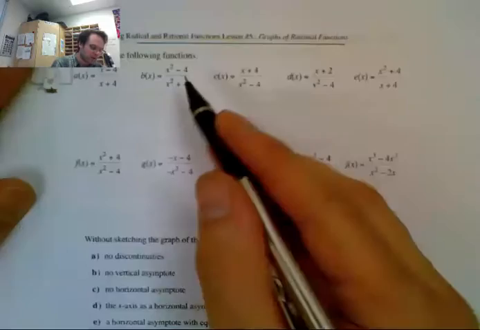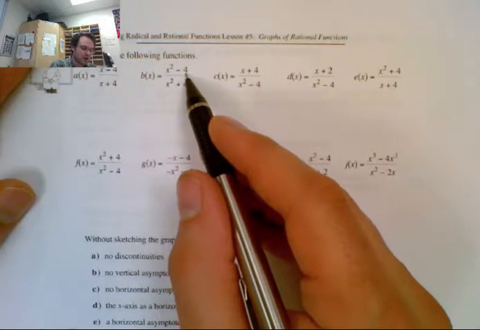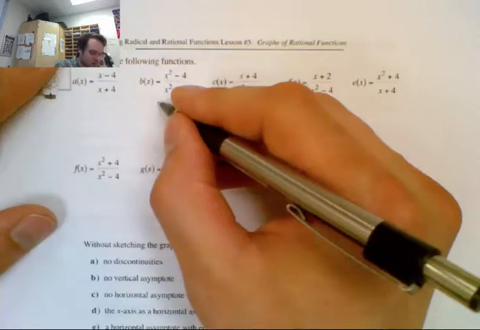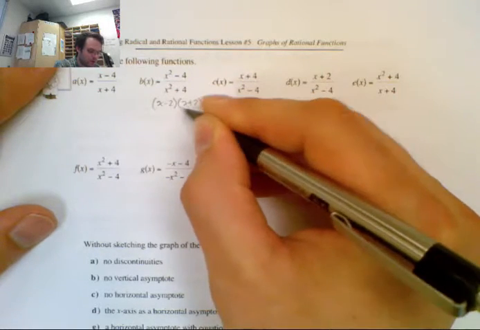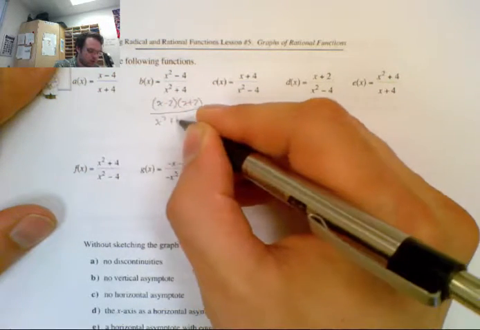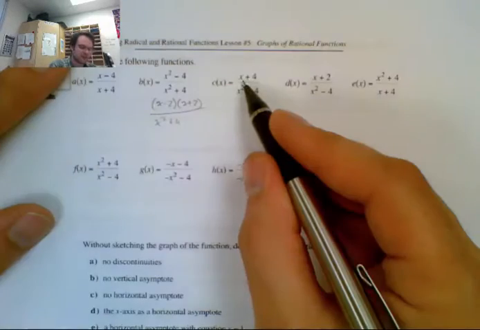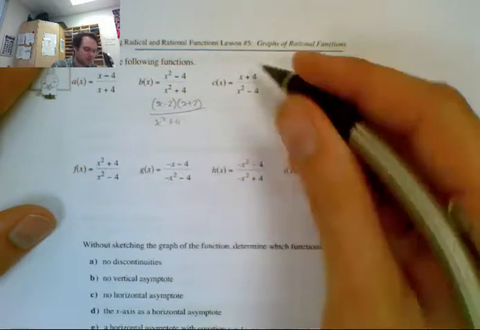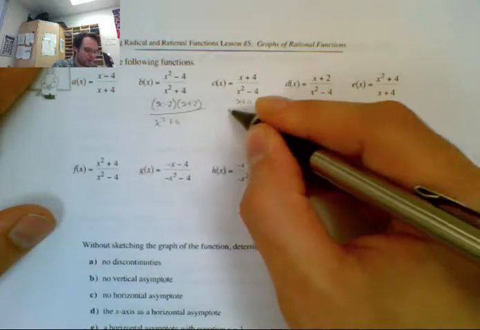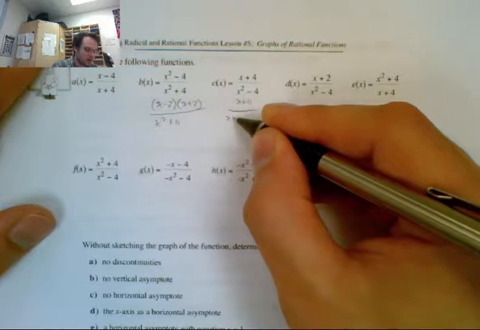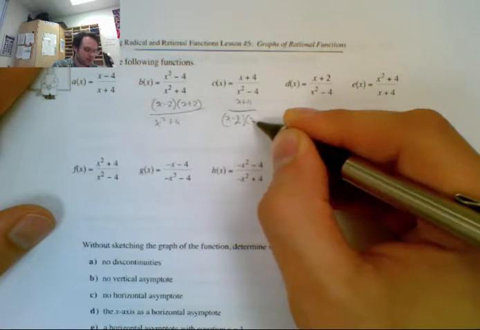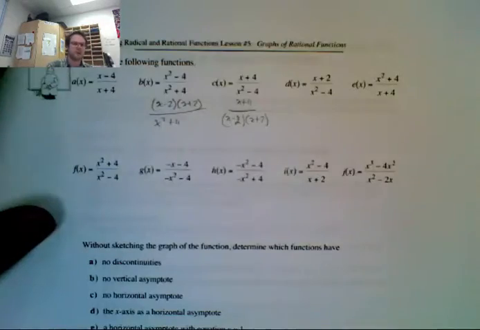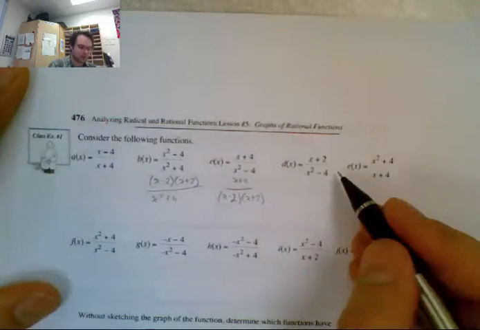Okay? So I look at this one here. X squared minus 4, well, that's a difference of squares, so that's going to be x minus 2, x plus 2, all over x squared plus 4. Okay, let's take a look at this next one here. I have a difference of squares on the bottom, so that's x plus 4, all over x minus 2, and then we're going to have x plus 2. So nothing simplifies there.